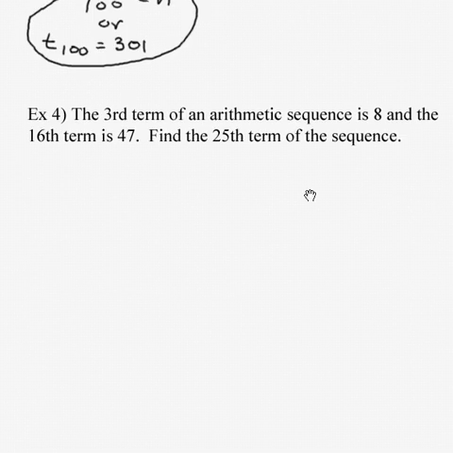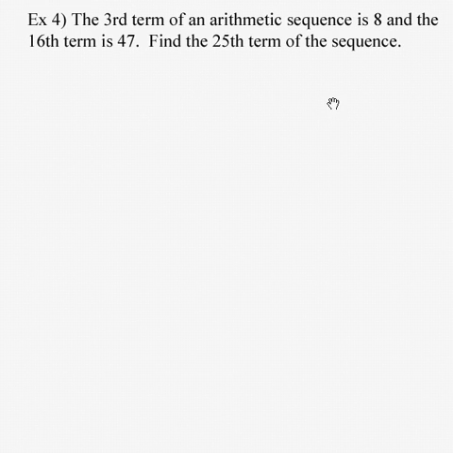Okay, this one's a little bit trickier, but it's the same formula. And I'm not getting all the information I need in one equation. The third term of an arithmetic sequence is 8, but the 16th term is 47. Find the 25th term. Well, here's my formula again. T sub n equals the first term, t sub 1, plus the number of terms minus 1 times the common difference.